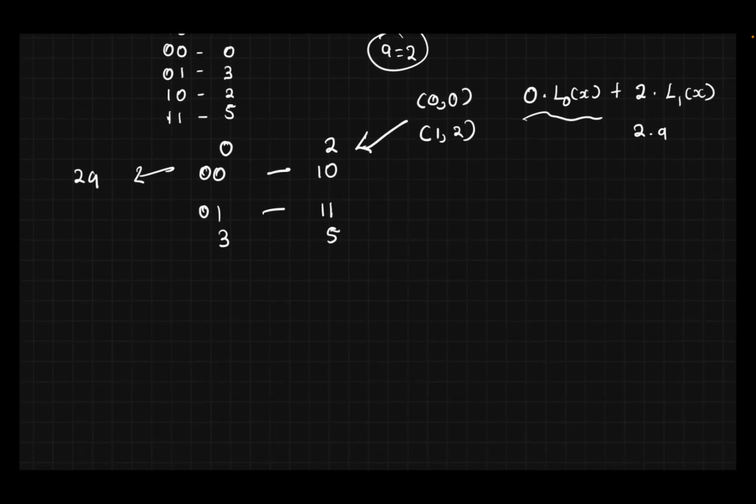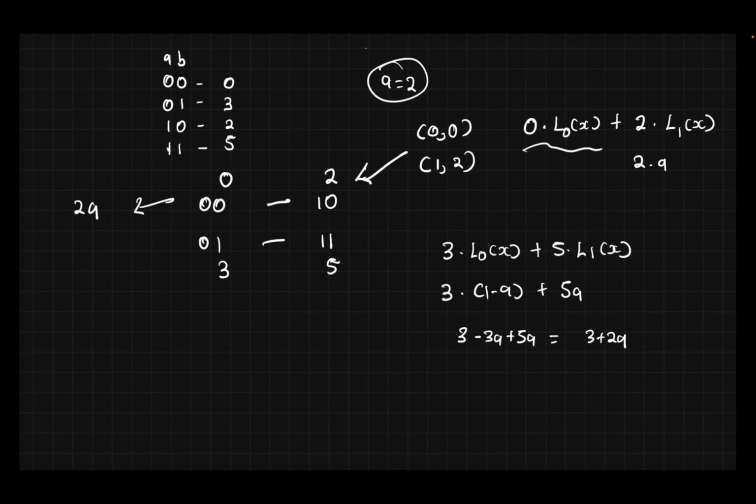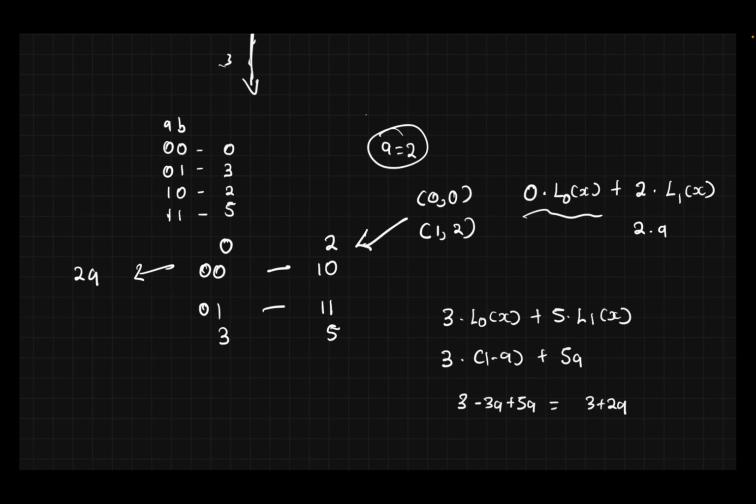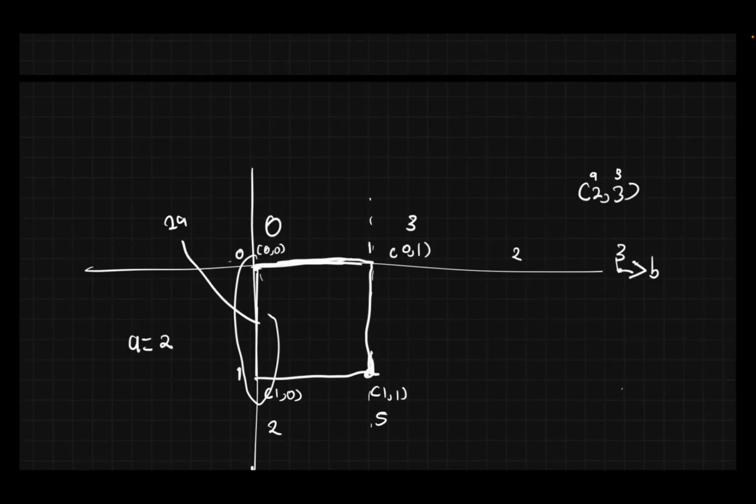But let's get the second one first. So this is 3 times L0 of x, plus 5 times L1 of x. So L0 is 1 minus x, and L1 is x. So this is the second line. If I write at 0, what is that? 3. If I write at 1, what is that? 5. So it's 3 plus 2A. Are we good? So what we're saying now is that this line here is 2A, while this line here is 3 plus 2A. Make sense? Yeah, makes sense actually.